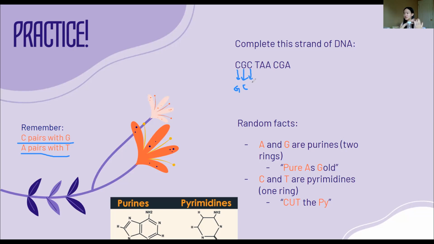But anyway, C pairs with G, G pairs with C. Works both ways. And then for this one, T pairs with A, A pairs with T. We have 2 T's here. C pairs with G, G pairs with C, and A pairs with T.